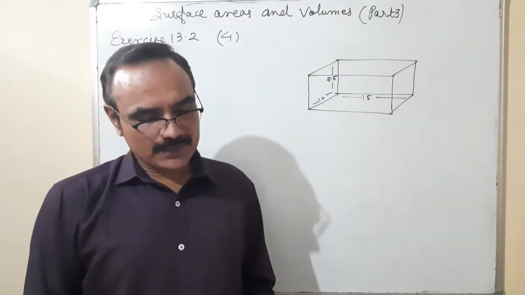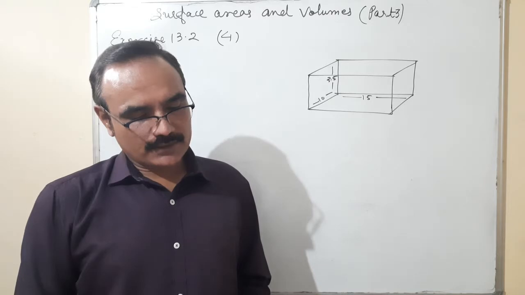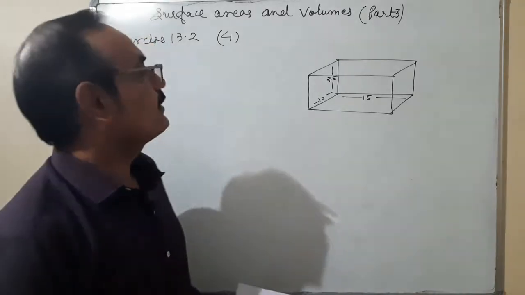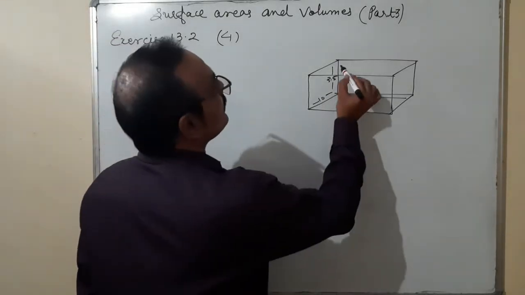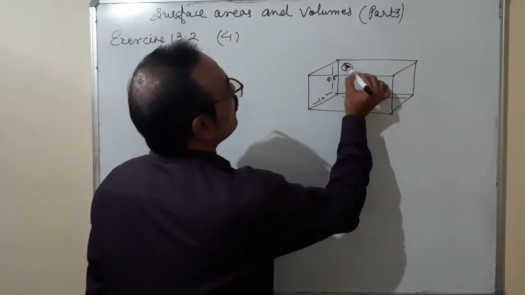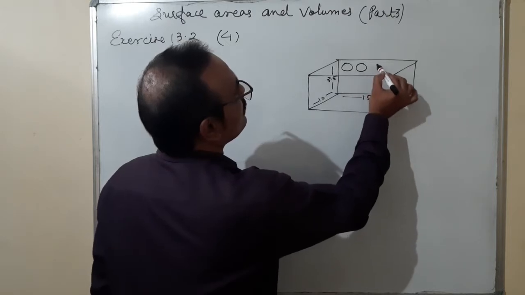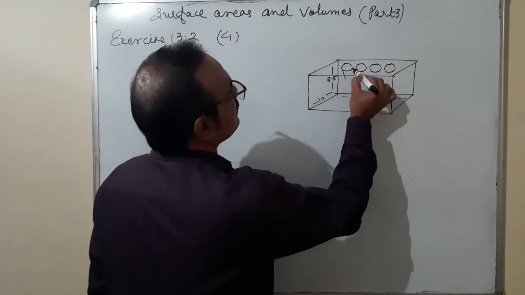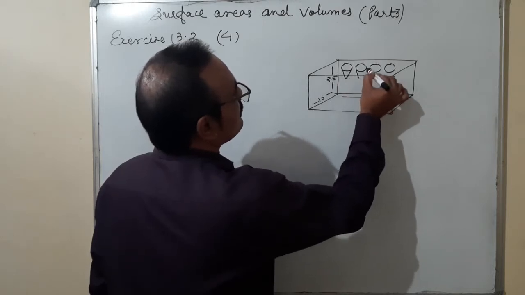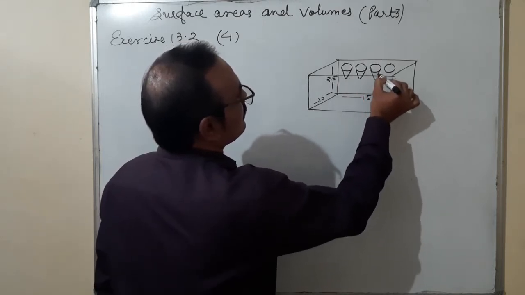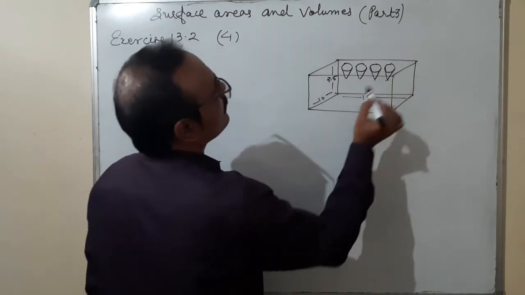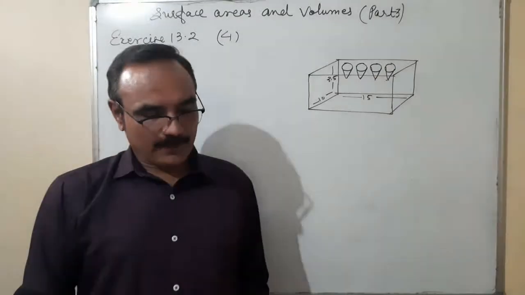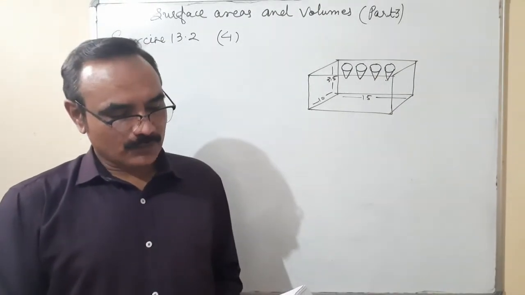And how many of these depressions are there? It is given that there are 4 depressions in it. Total there are 4 depressions. 1, 2, 3 and 4 depressions are there. They are in the shape of cone.